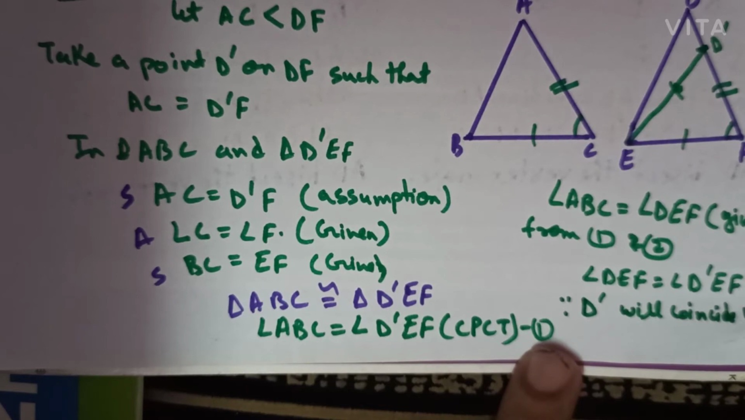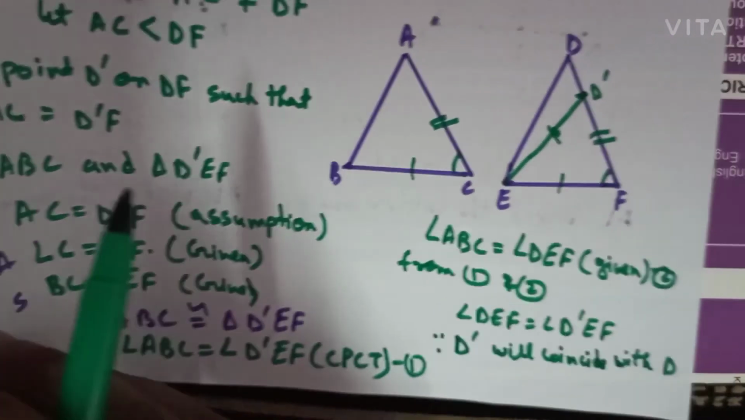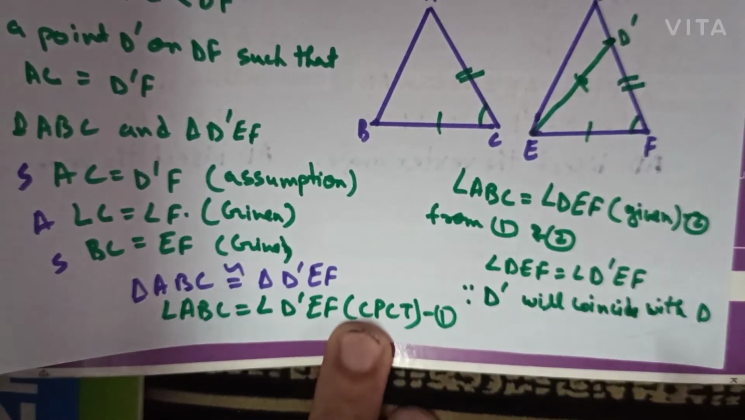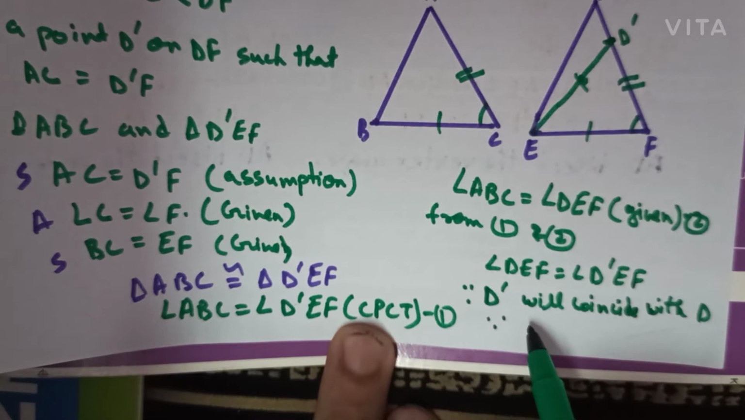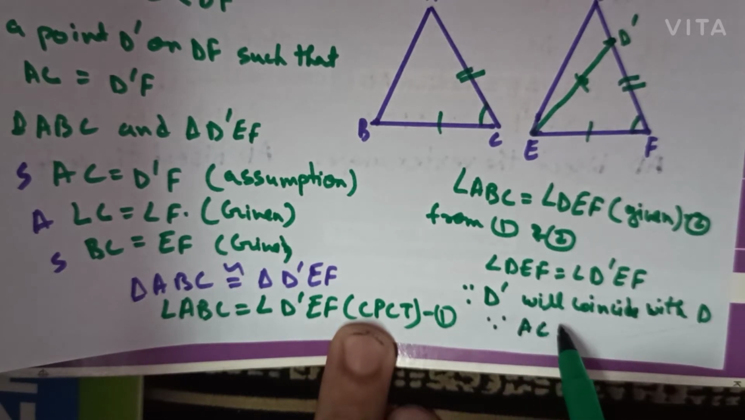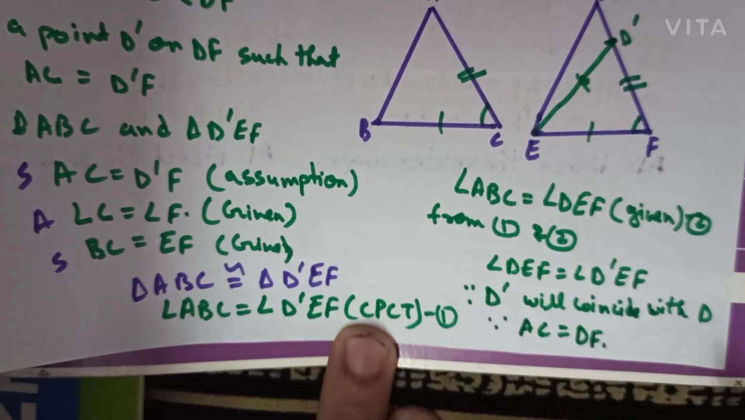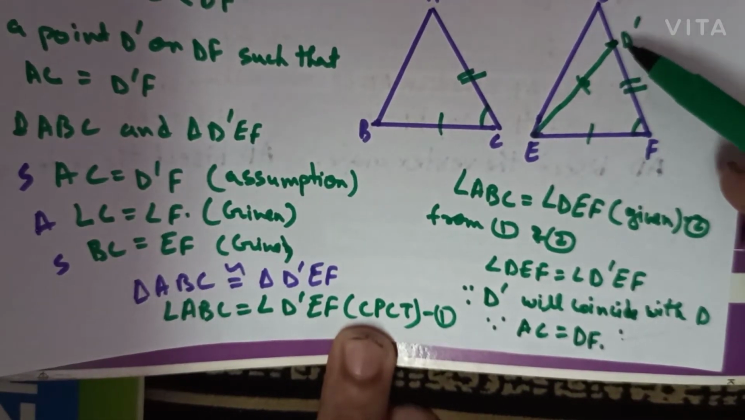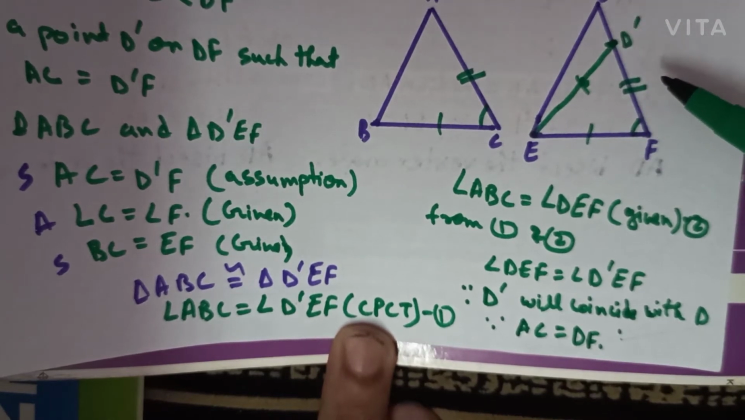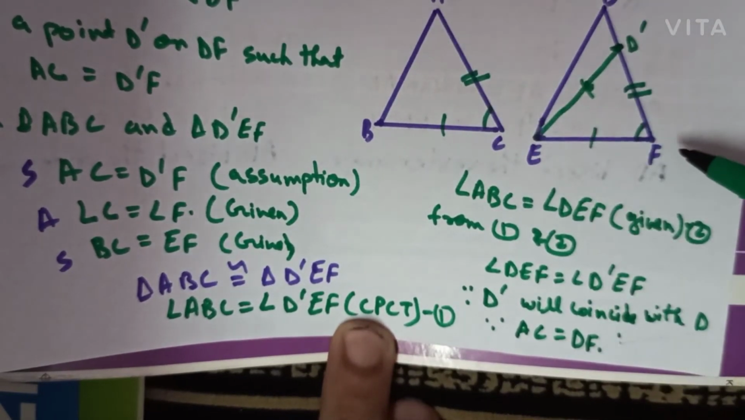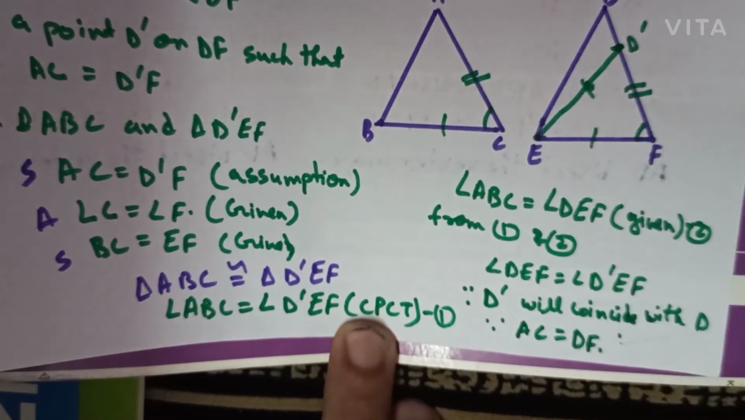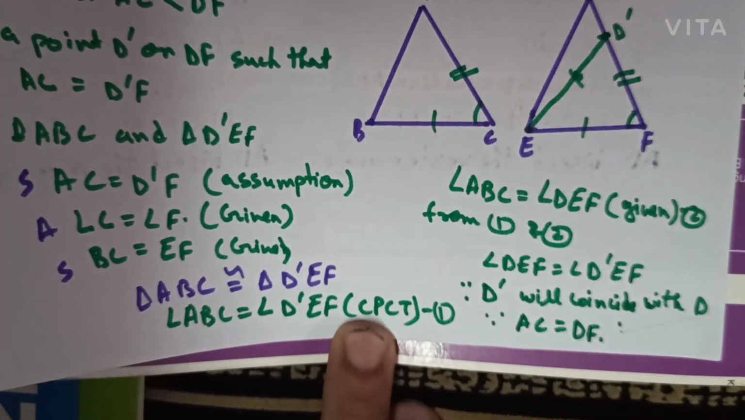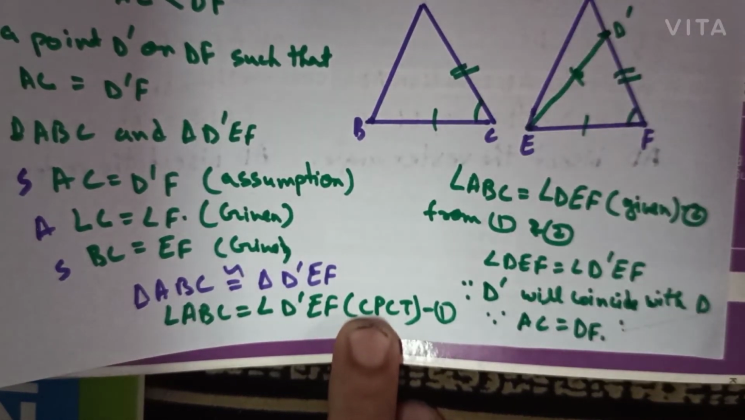And if this is the case, then D dash will coincide with D, and if D dash coincides with D, that means AC will be equal to DF. Hence proved. This is what we have to prove. Since AC is equal to D dash F, AC will also be equal to DF. Understood? Now we will move to the third case.